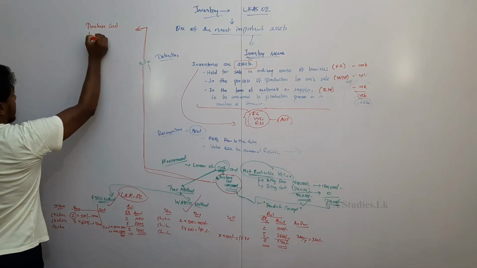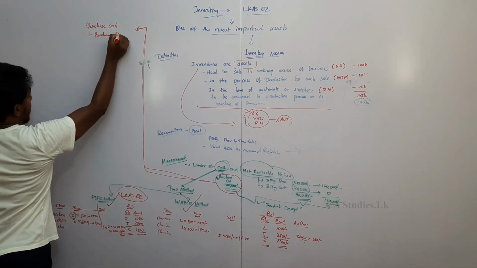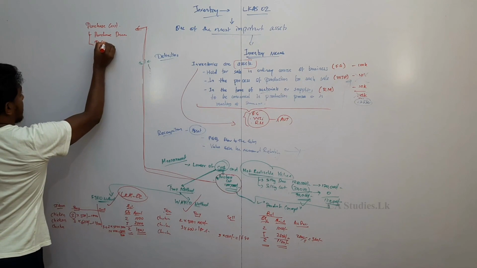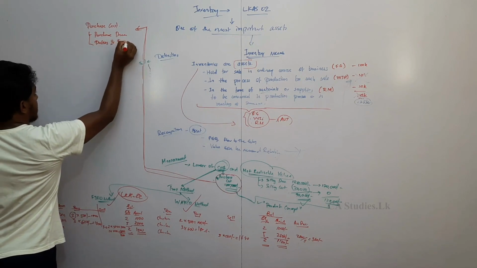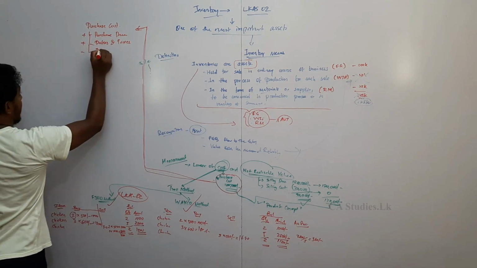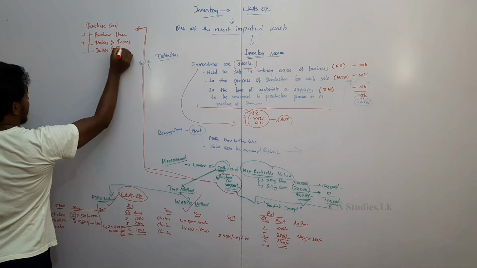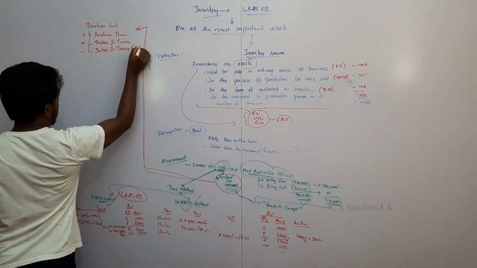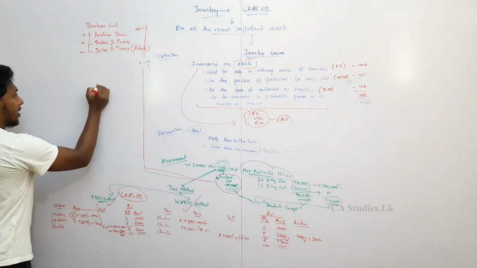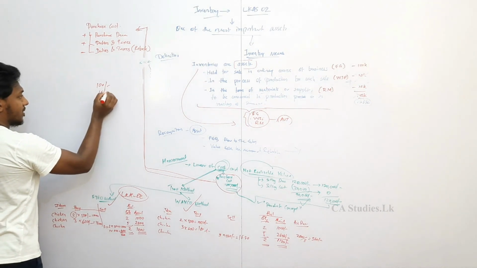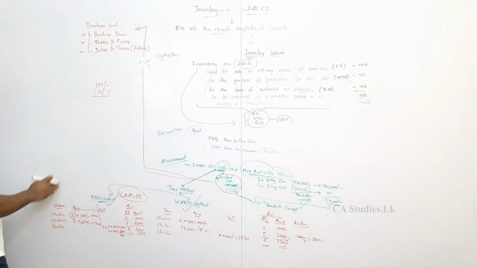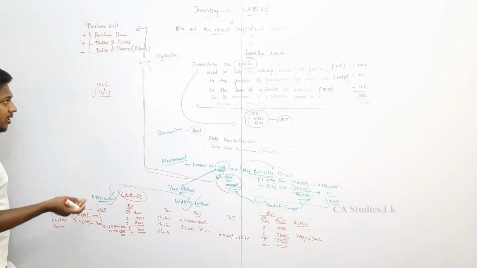Here the cost of the purchase includes the purchase price, then taxes and duties that cannot be reclaimed. Tax and duties, this is plus, this is also plus. Then taxes and duties that can be reclaimed, that is called rebate tax. That should be reduced. Once you pay the tax, say 100 rupees is the price and 15 rupees is tax, but this tax can be reclaimed.